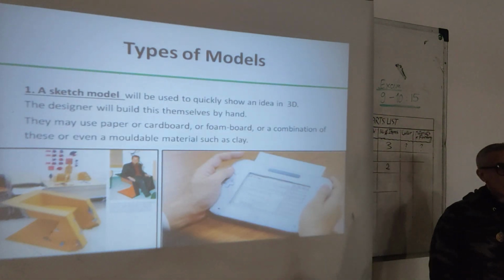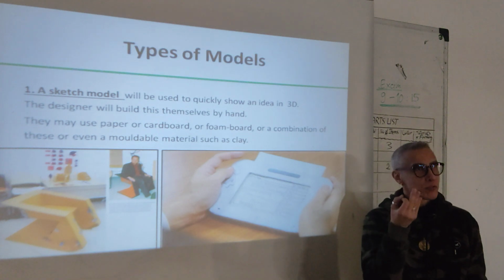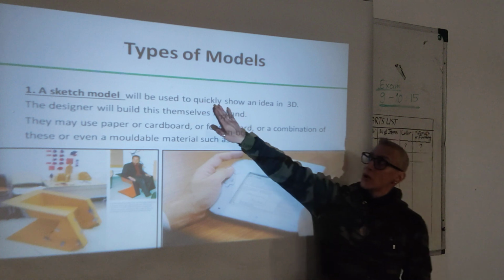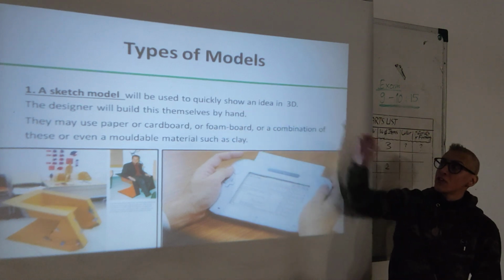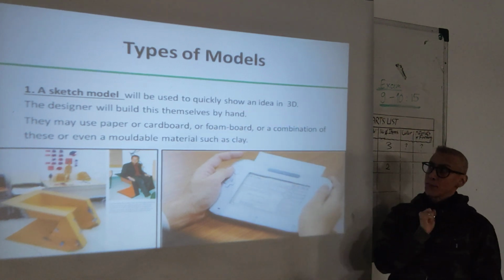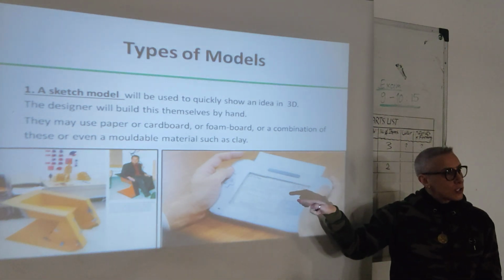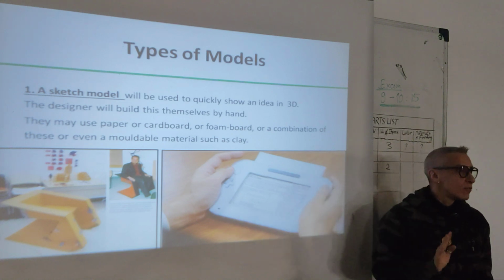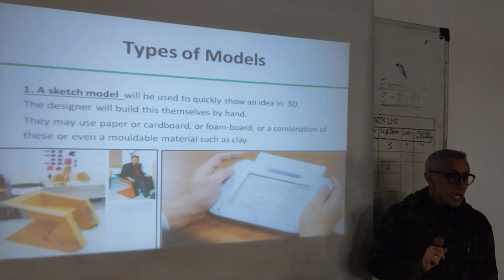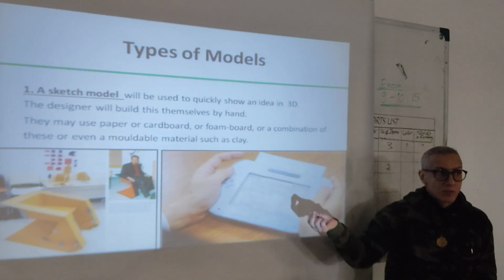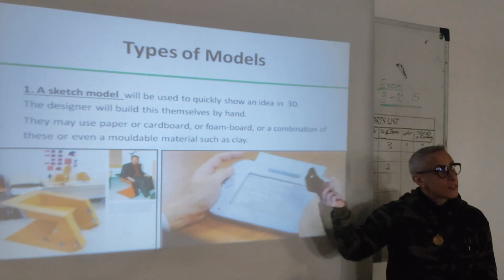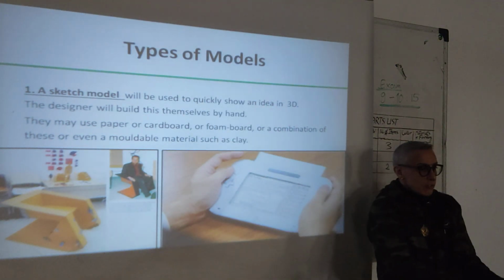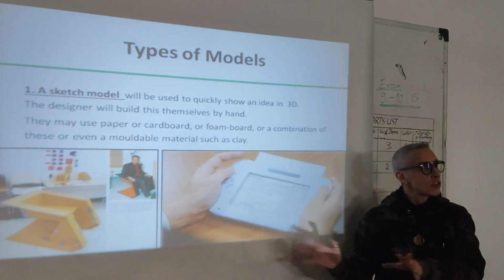Sketch models. Now we have three different major types of models. One of them is the sketch model. This is to show an idea in 3D quickly. You always do a sketch model by hand. There are no machines involved here, because any machine you involve makes it more expensive. Its purpose is a sketch, a sketch in 3D. So it's a sketch like you sketch on paper, but this is a sketch in 3D.